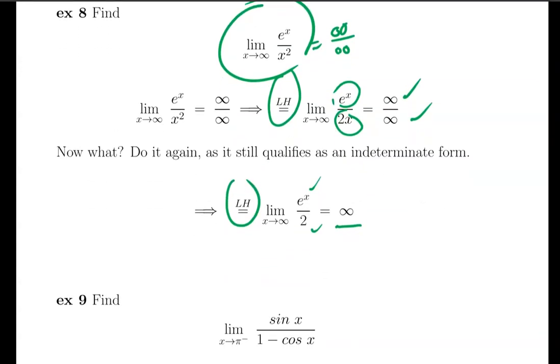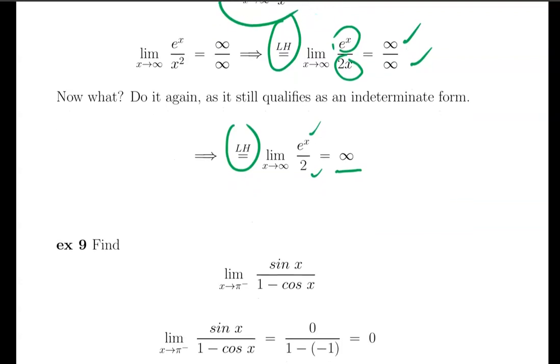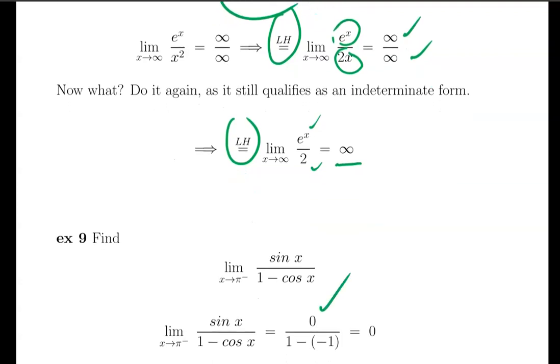How about this one? What happens as x approaches pi from the left, right? Well, the top goes to 0. Be careful. The bottom actually goes to -1 from the left. So it's 1 minus -1. So you get a 2 in the bottom. So this is not an indeterminate form. Okay, this is actually 0.